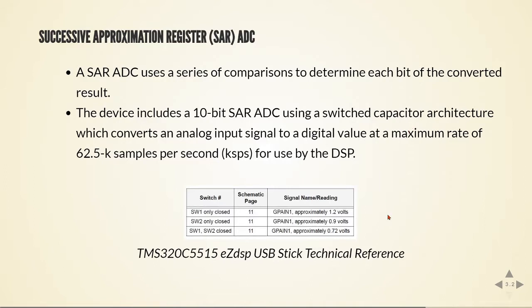DSP. And the way we're going to detect is when you read, we have different voltage levels depending on which switches are closed. So if switch 1 is closed, we have approximately 1.5 volts. If switch 2 is closed, we have approximately 0.9 volts, and if both are closed, we have approximately 0.72 volts. So with these combinations, we can detect if switch 1 is pressed, if switch 2 is pressed, or if both of the switches are pressed.